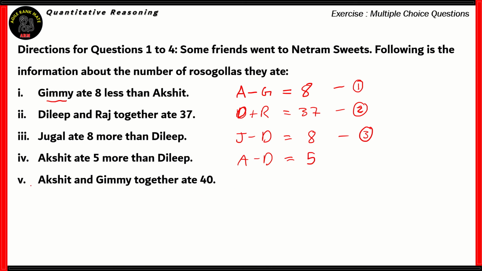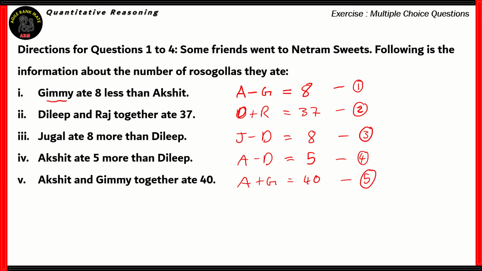And finally, the final statement says Akshit and Gimme together ate 40. So let's erase that. What that final statement actually means is that A plus G is equal to 40. So we will number those equations as 4 and 5 respectively. We now have the required equations to solve our questions. But we need to find out how much each person ate. So how do we do that?